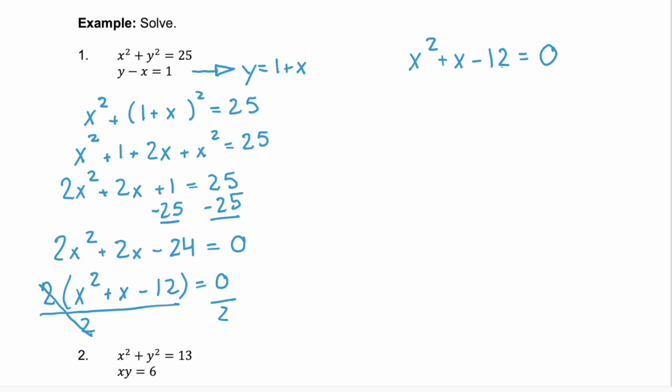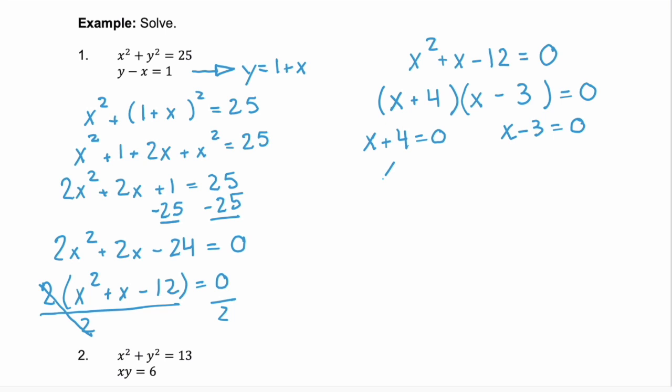So we're just left with this polynomial that we need to factor, and I'm pretty confident that we can factor this into two binomials. Two numbers that multiply to negative 12 and add to a positive 1. Well, 4 and 3 give me 12. If the 4 is positive and the 3 is negative, they multiply to a negative 12 and they add to a positive 1. Apply the zero product property, so x plus 4 equals 0 and x minus 3 equals 0. And you get the solutions that x equals negative 4 and x equals 3.